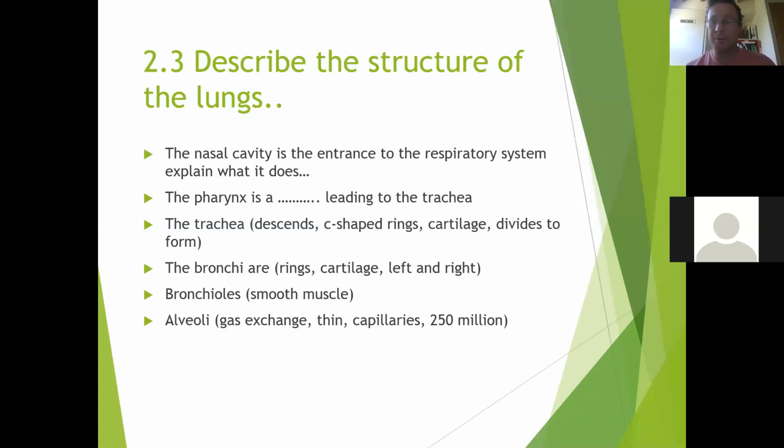Mid-flow. So here we are. We got to the point talking about the alveoli, and we're just talking about how thin they were, and that they were the point of gas exchange.